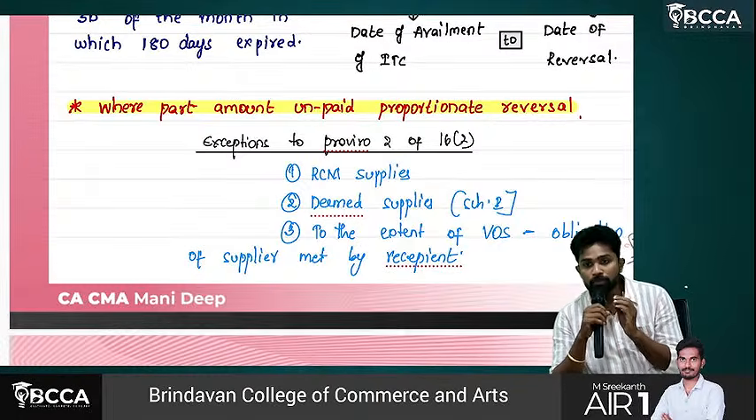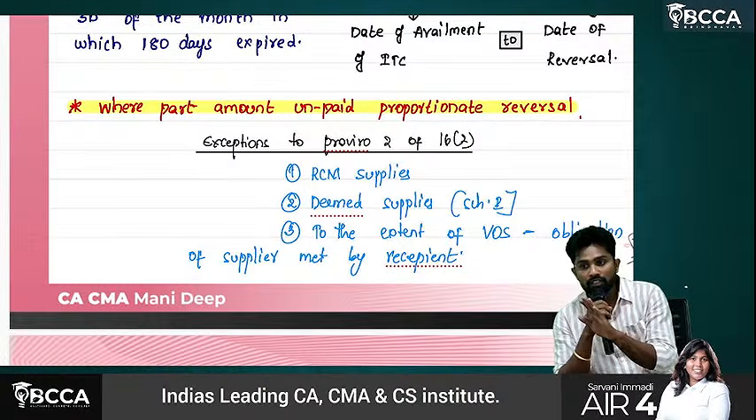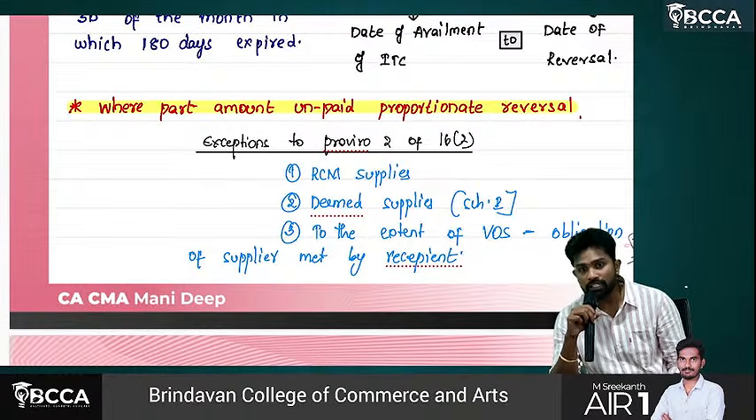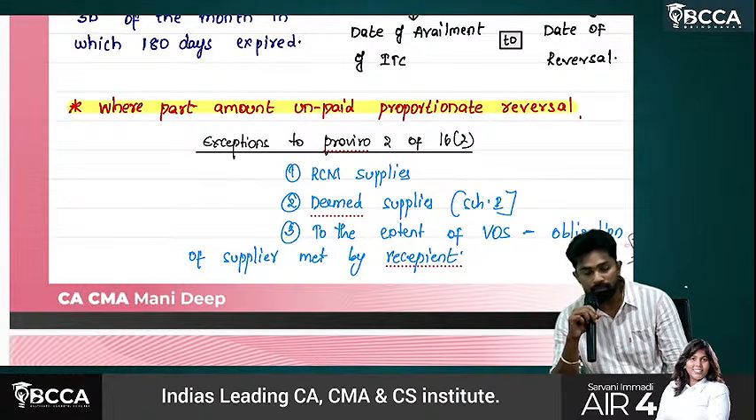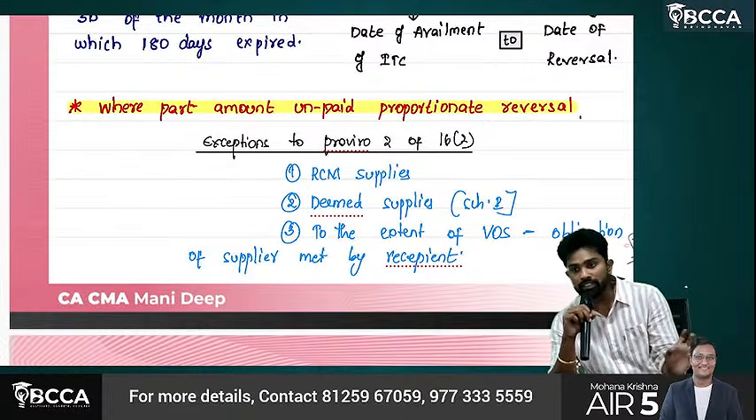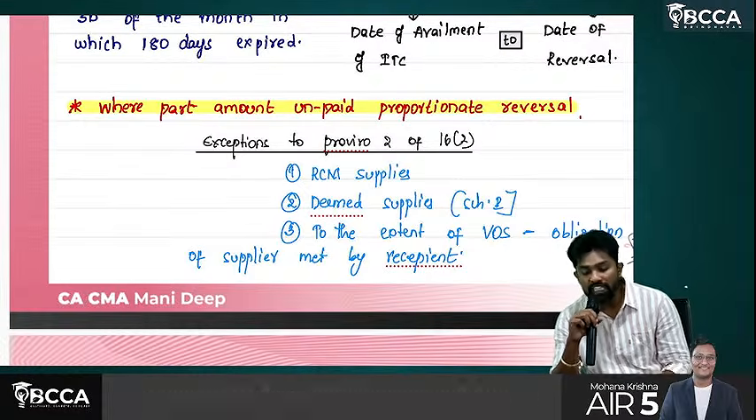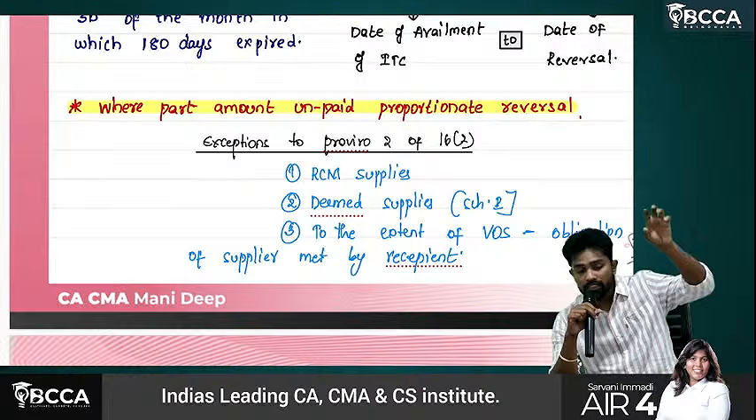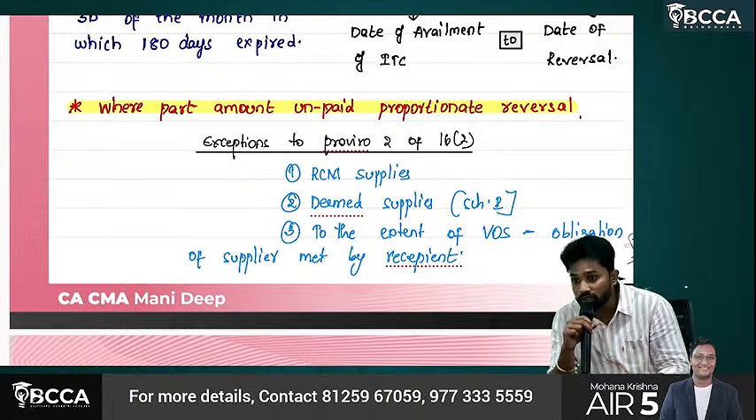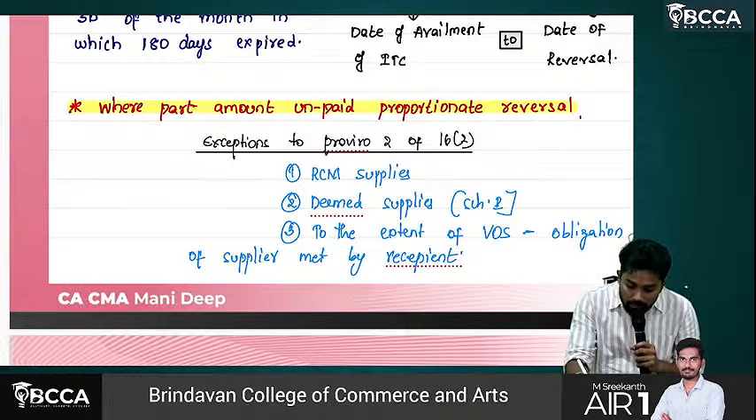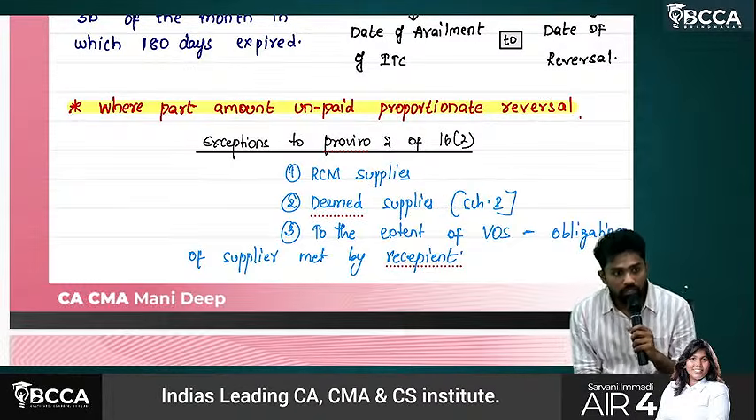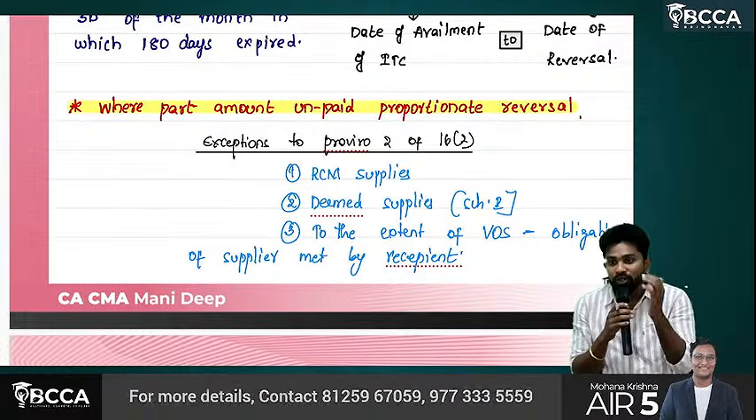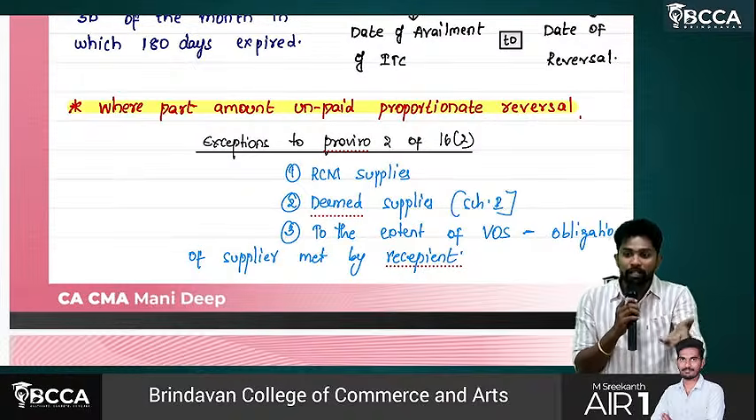Sir, exceptions. Exceptions means what? In these cases, this proviso is not applicable. When? If they are RCM supplies, I mean the tax is payable under reverse charge mechanism. In that case, this payment within 180 days concept is not applicable. Second one, if they are deemed supplies. What are deemed supplies, sir? Schedule 1 transactions. Transactions which are treated as supplies even though there is no consideration. So in those deemed supplies cases also, this is not applicable. Sir, why? Because in deemed supplies there is no consideration at all.